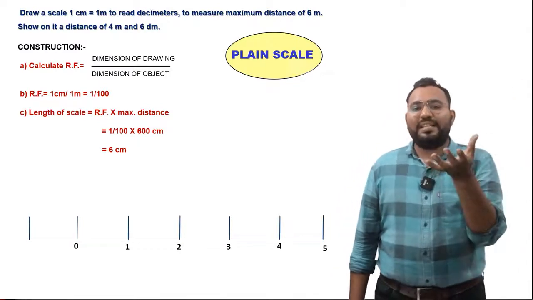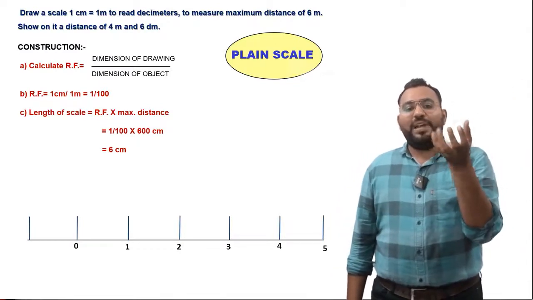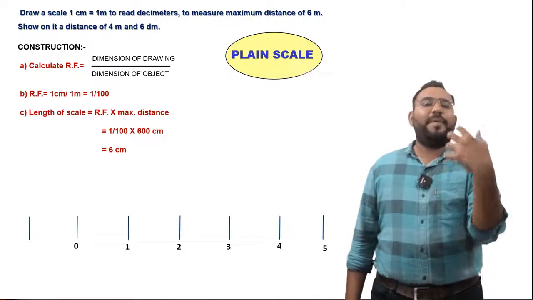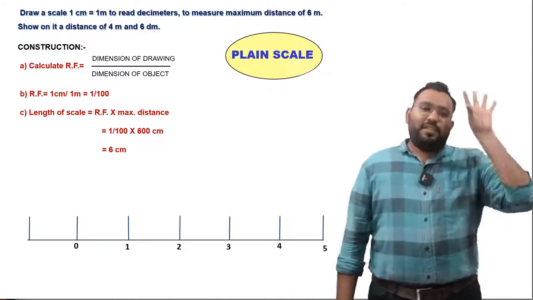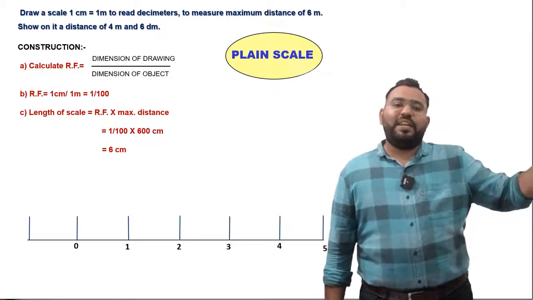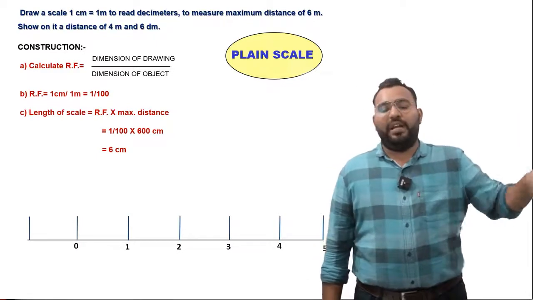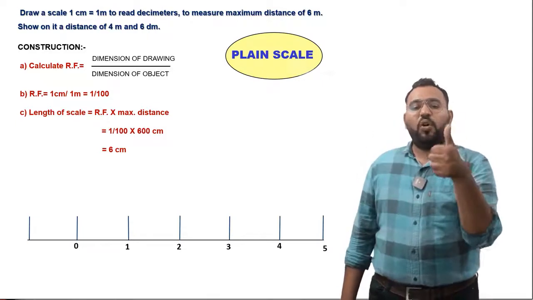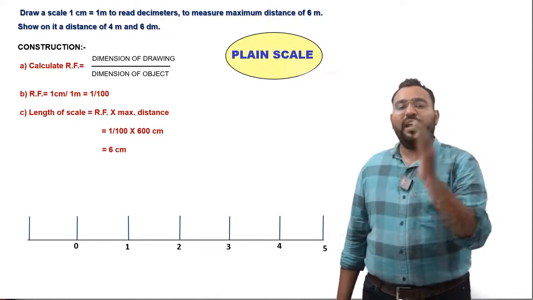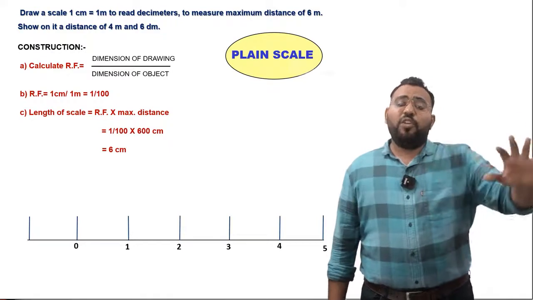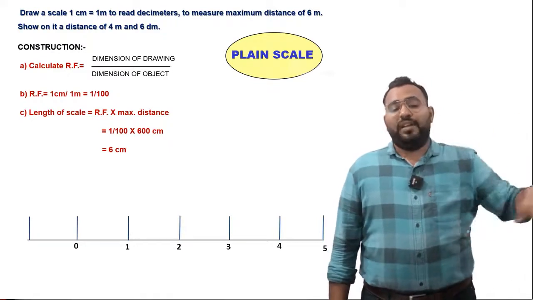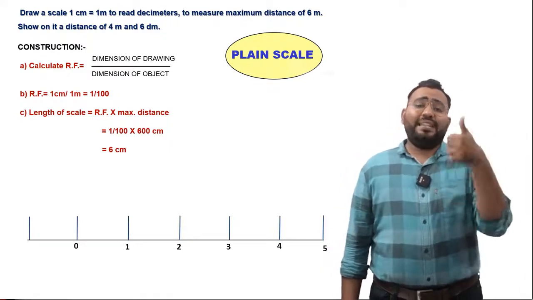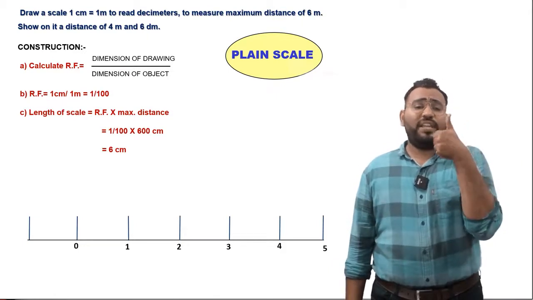So here in this example, we have to measure 4 meter and 6 decimeter. So here the main unit is meter and the subunit is decimeter. So the extreme left portion is for the subunit, which is decimeter. So now the right side of the 0 will show the meter. So 0, 1, 2, 3, 4, 5 will show meter, and the left side of 0 will show the subunit, which is decimeter.